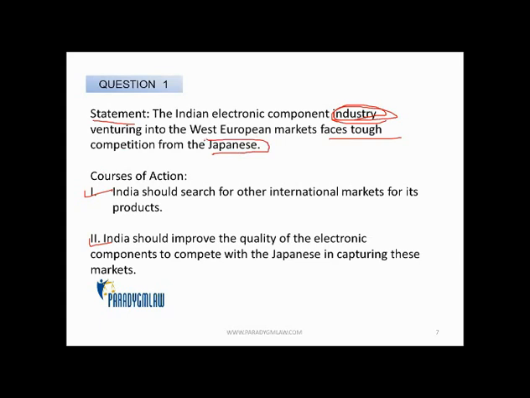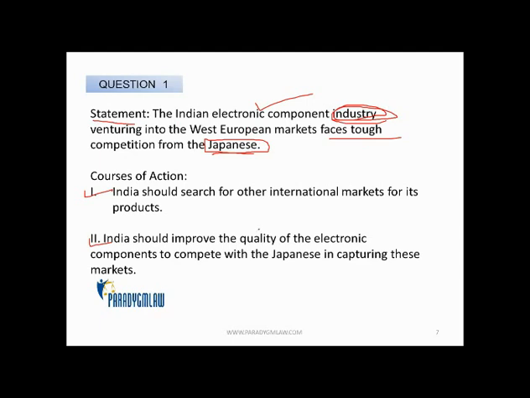Now, it's very well known that the Japanese are pioneers as well as the experts when it comes to electronic goods, right? So according to the statement, now that India is venturing into Western European markets, what's the best course of action to tackle this tough competition? That is your question. So you have two courses of action. Let's look at the first one.